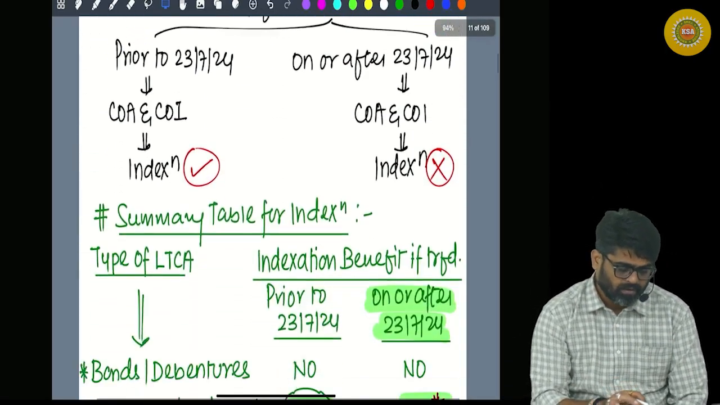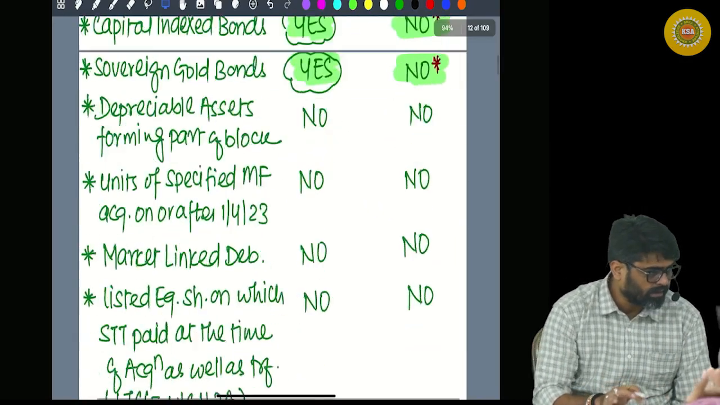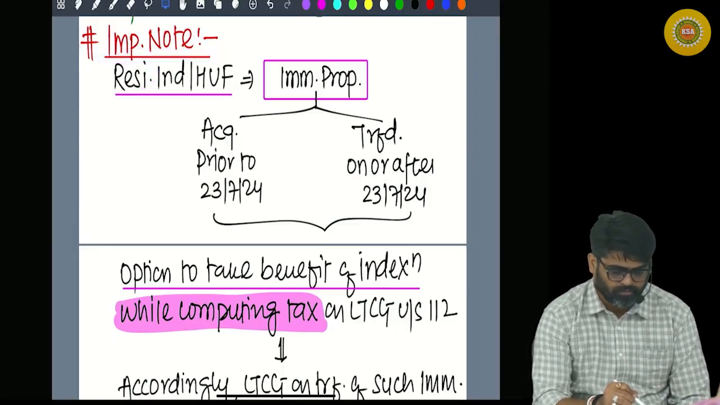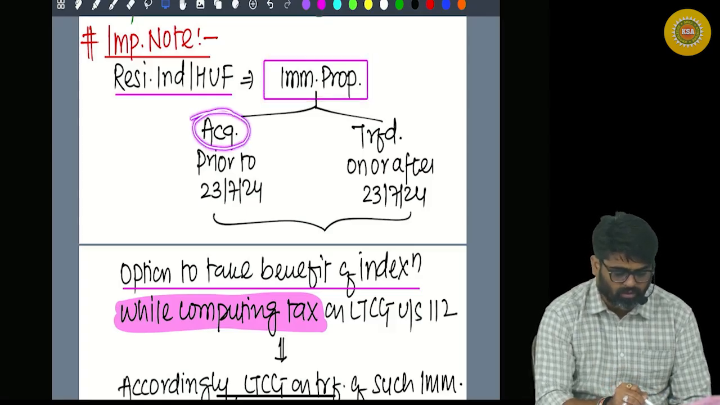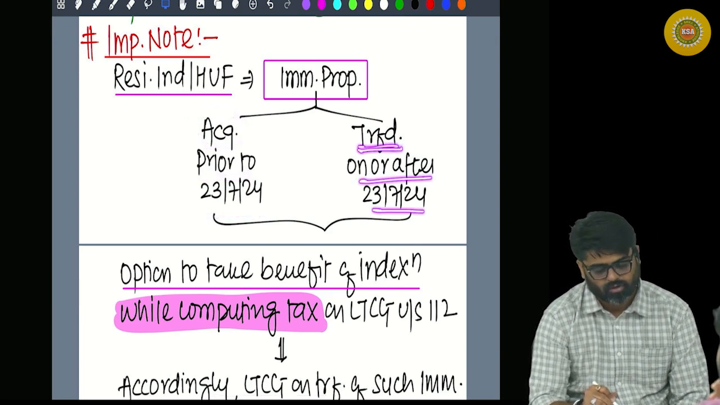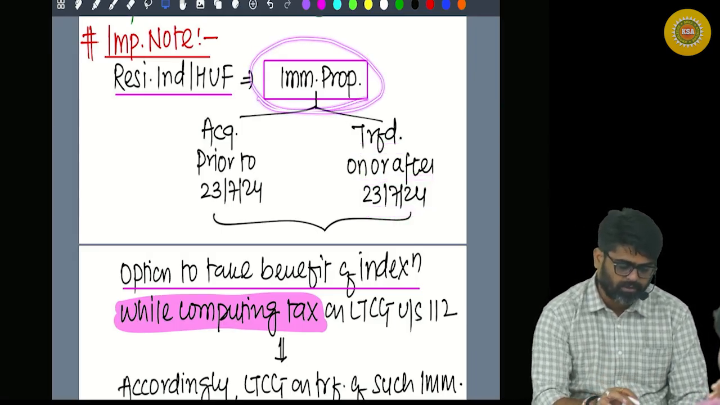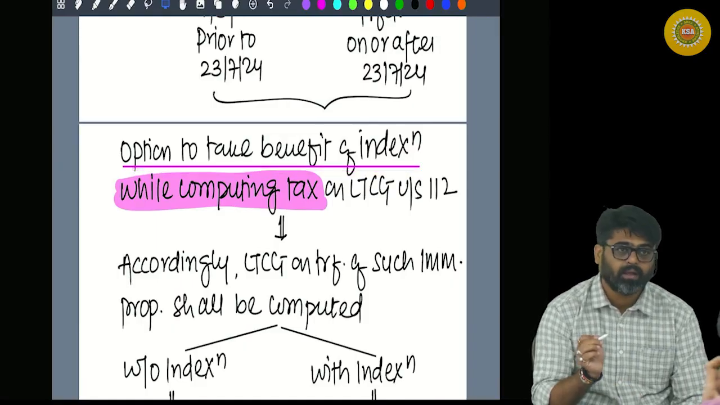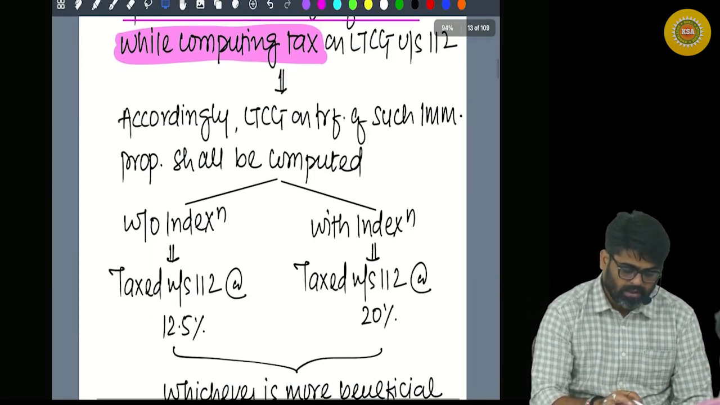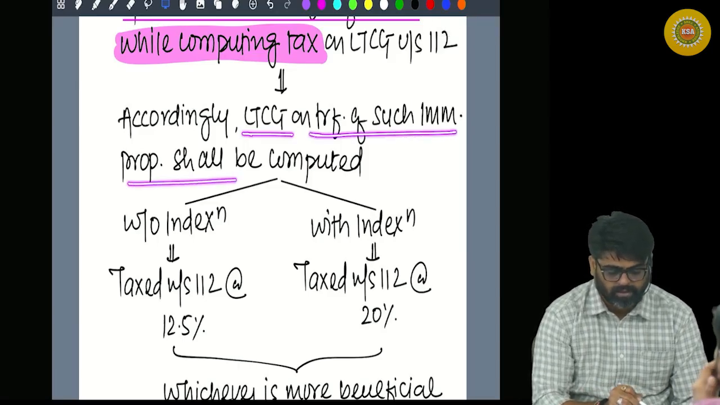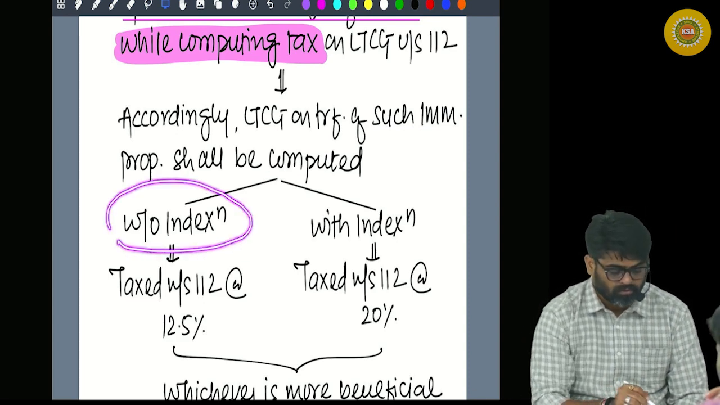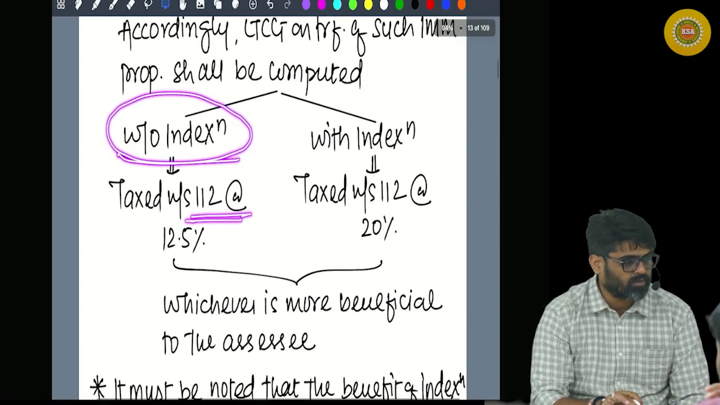Okay. Now pay attention. See, this summary table, leave it right now. Later on. Now this important note. If you are a resident individual or HUF, you have transferred an immovable property which was acquired by you prior to 23rd July 2024 and you have transferred this immovable property on or after 23rd July. In the case of such type of immovable property, will the option to take benefit of indexation be available or not? It will be available, but accordingly, whenever the long-term capital gain on transfer of such immovable property is computed, what are you going to do? You are supposed to compute without indexation, and it will be taxable under section 112 at what rate?